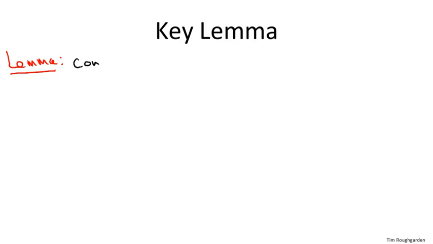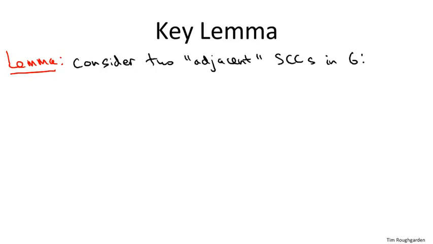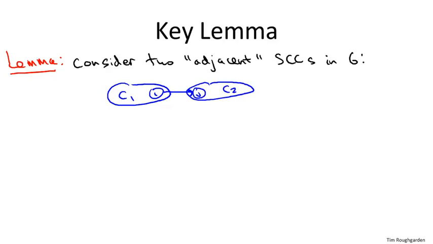So here's the lemma statement. It considers two strongly connected components that are adjacent in the sense that there's an arc from one node in one of them to one node in the other one. So let's say we have one SCC C1 with a node I and another SCC C2 with a node J, and that in G, in the graph, there's an arc directly from I to J. So in this sense, we say that these SCCs are adjacent, with the second one being in some sense after the first one.